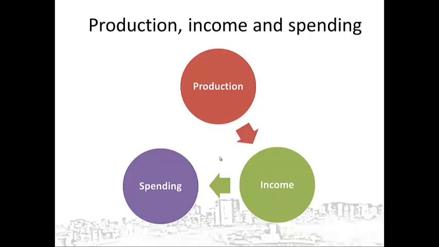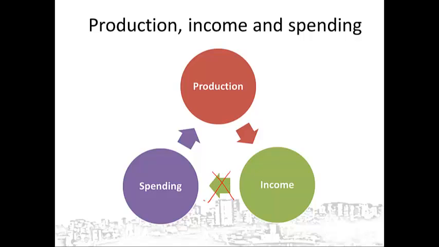Then people go and spend their income on goods and services. This spending goes to producers again and enables them to produce more goods and services. And so the cycle goes on and on. However, consumers do not always spend all their income. They might save some of it, and sometimes they might even spend more than their income by buying on credit. Therefore, spending is not always equal to income.